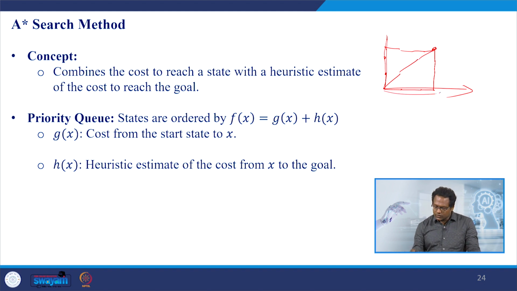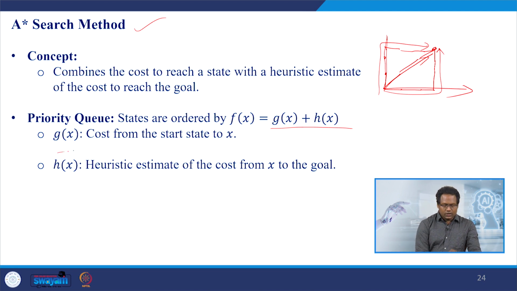So, instead of reaching this way to the goal or this way to the goal, the A star method tells us to reach in this fashion to reach the goal point, which means a combination of cost as well as the heuristic estimate. That is the idea of the A star search method. The priority queue states that states are ordered by f of x, where f of x is a function given by g of x and h of x. It is a combination of g of x and h of x. As I told, it is a combination of cost as well as heuristic estimate of the cost.